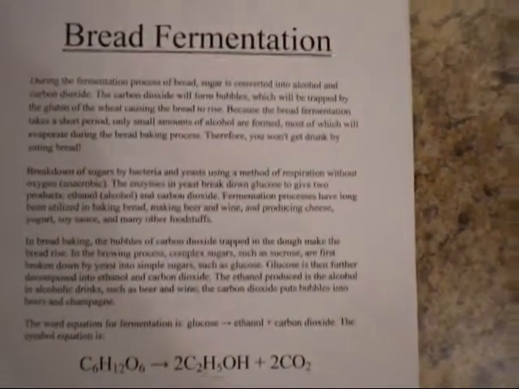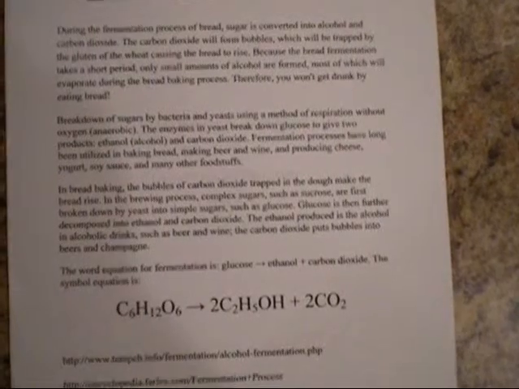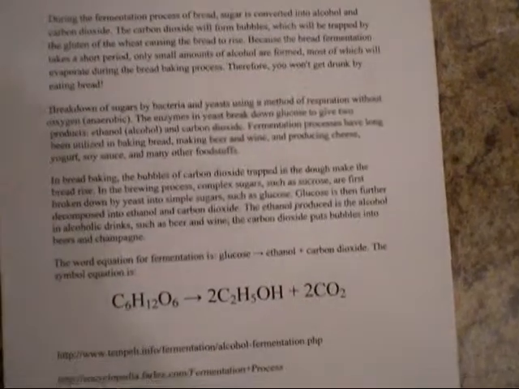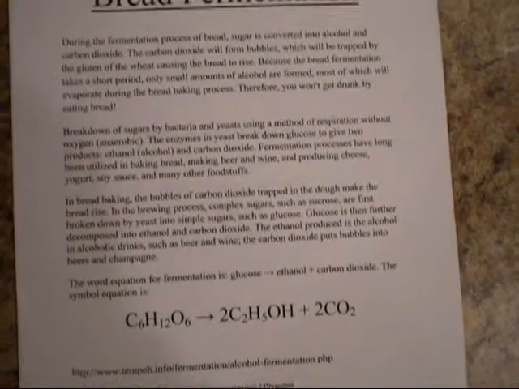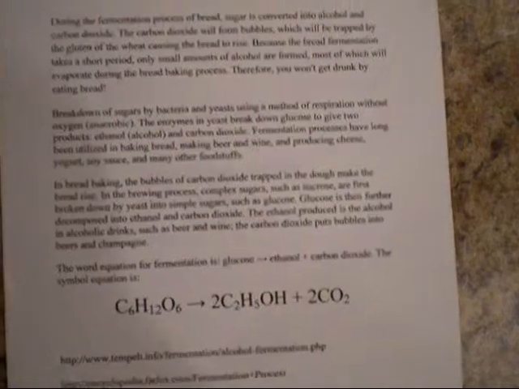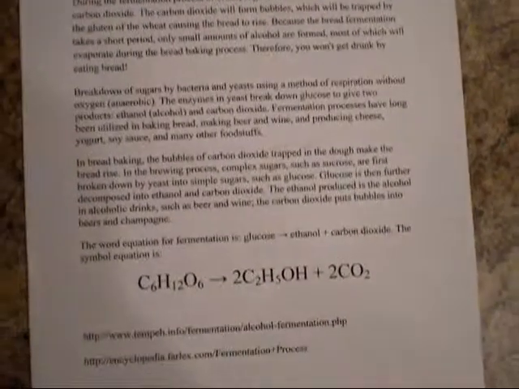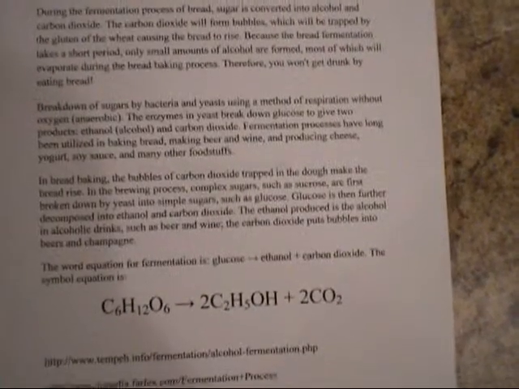What you have during fermentation is breakdown of sugars by bacteria and yeast using a method of respiration without oxygen. It is anaerobic. The enzymes in yeast break down glucose to give two products, ethanol, which is alcohol, and carbon dioxide. Fermentation processes have long been utilized in baking bread, making beer and wine, and producing cheese, yogurt, soy sauce, and many other foodstuffs. In bread baking, the bubbles of carbon dioxide trapped in the dough make the bread rise.